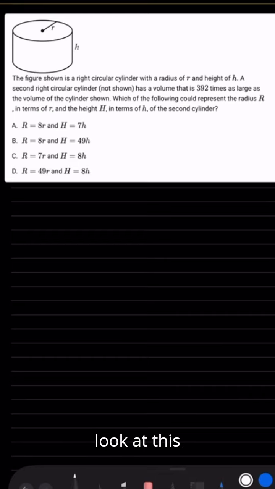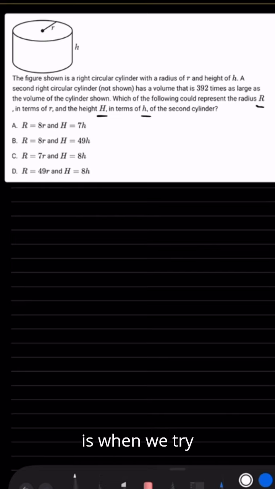All right, let's have a look at this question. There is a right circular cylinder shown with radius small r, height small h, and there is one more cylinder which is not shown here that has a volume 392 times as large as the volume of the cylinder shown here. We basically have to find what could be the possible relation between the radius of the big one, that is capital R, and the height of the big one, that is capital H, in terms of, of course, small h and small r.